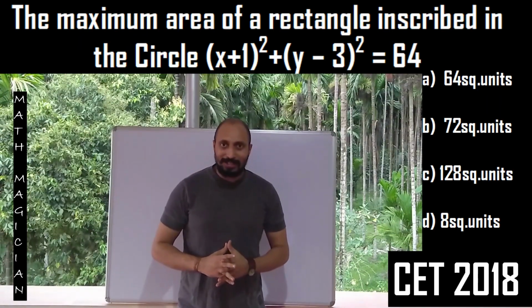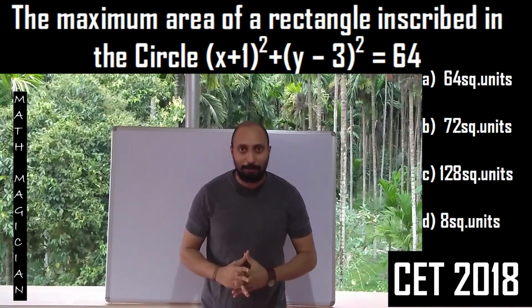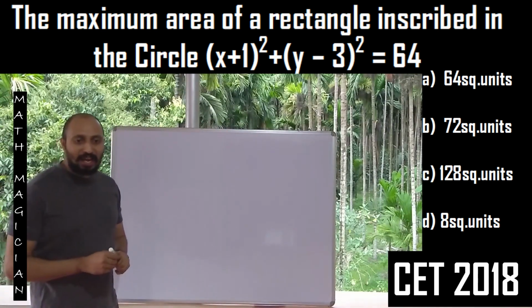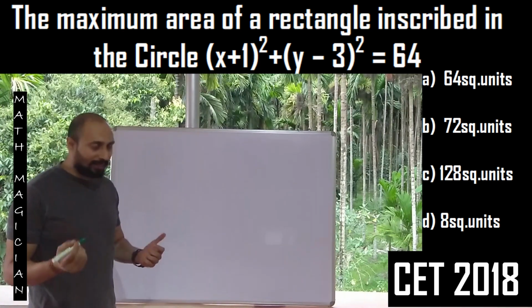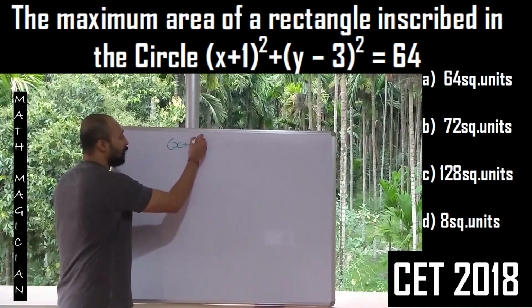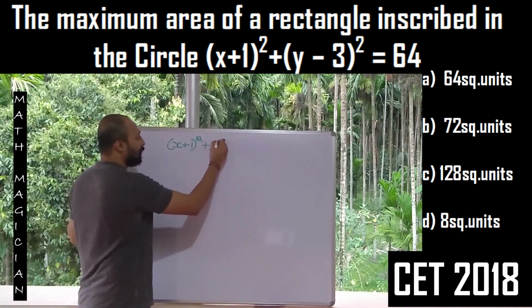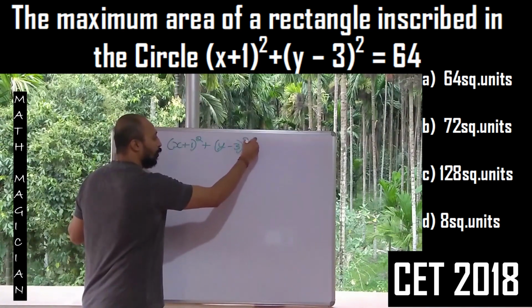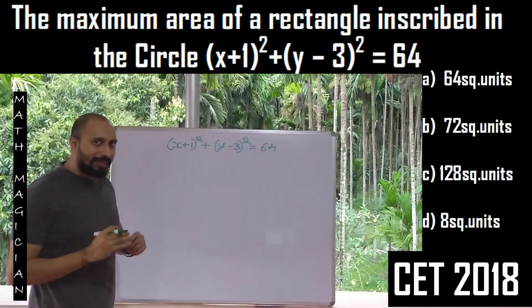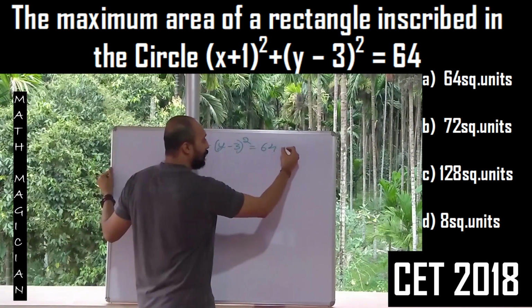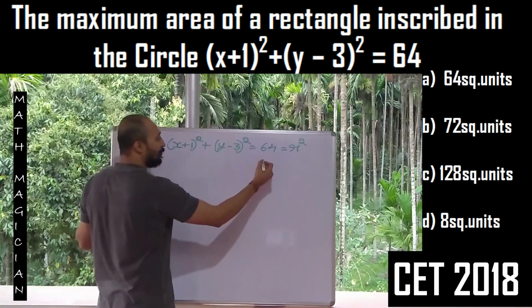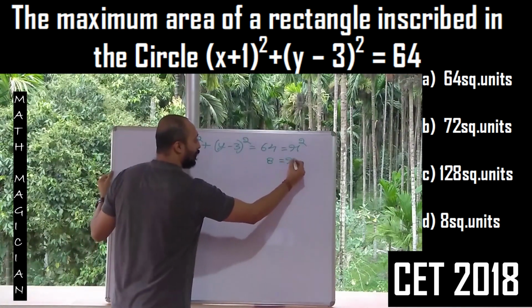So here is the first question on the 2018 paper, and here please go through the question. The maximum area of the rectangle inscribed in a circle. So there is a circle and they have given the equation of the circle as (x plus 1) whole square plus (y minus 3) whole square is equal to 64. Now you have to understand one thing very clearly here. This is nothing but r square. So what is r square? 64. So what is the r value for me? 8. The r value is 8.